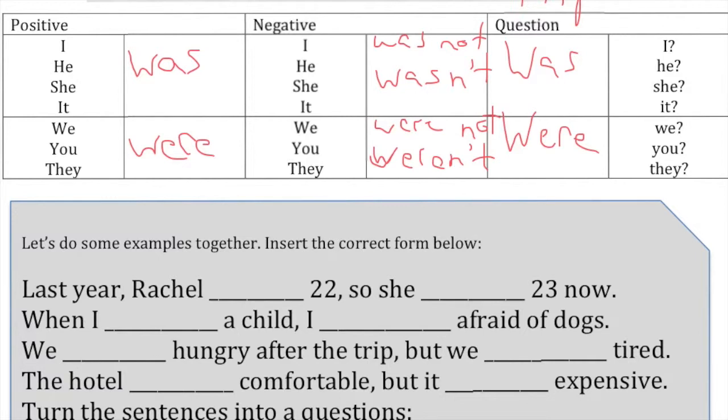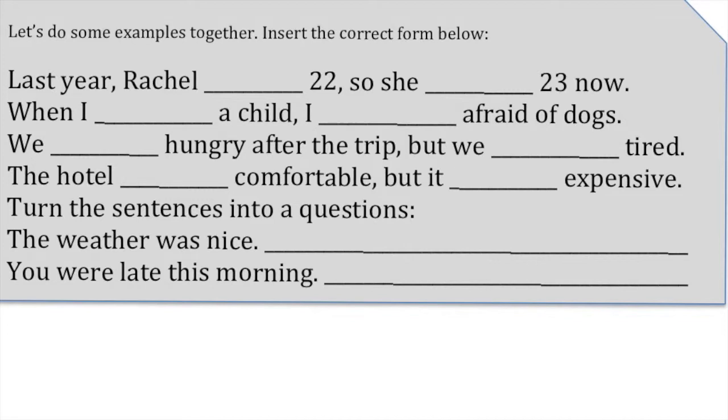Let's go on to the next part here where we get to do some examples and use the chart that you have that you just completed. Insert the correct form below. Here you should be using was, were, was not, were not, wasn't, and weren't.